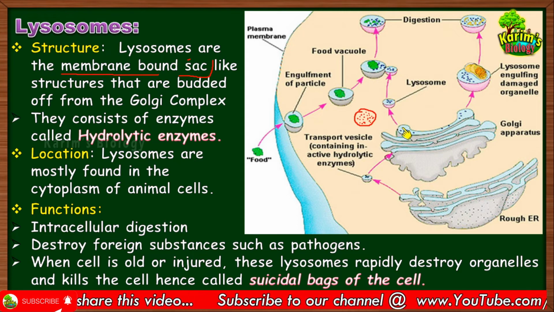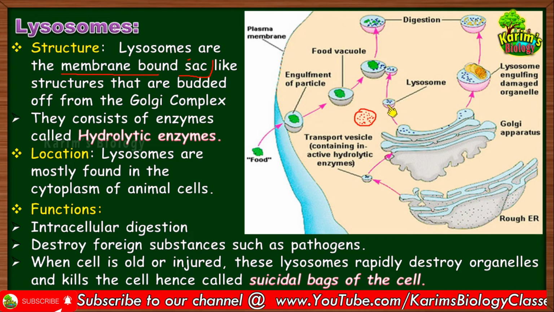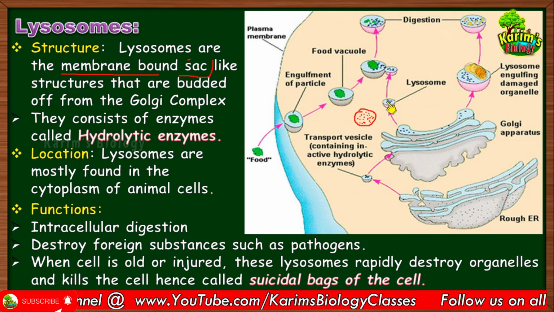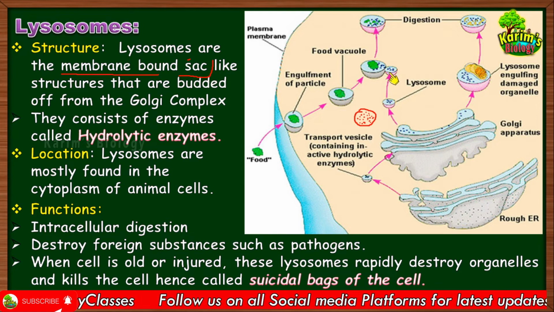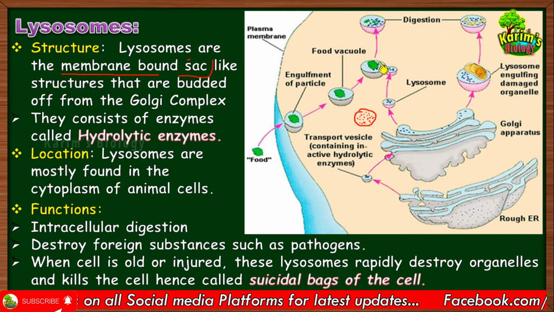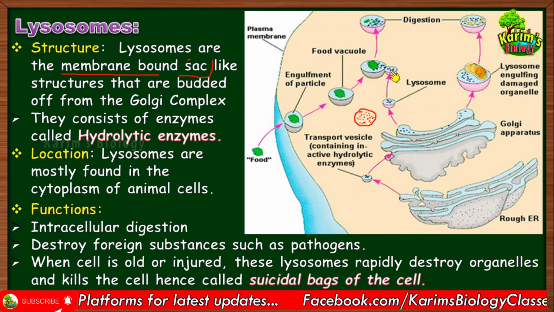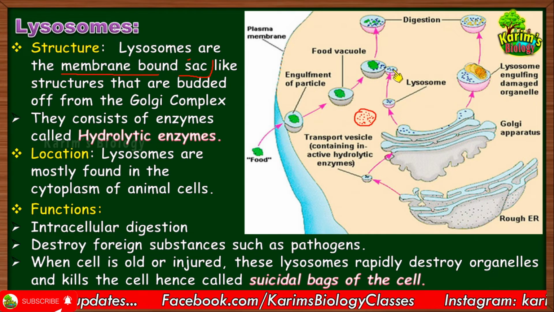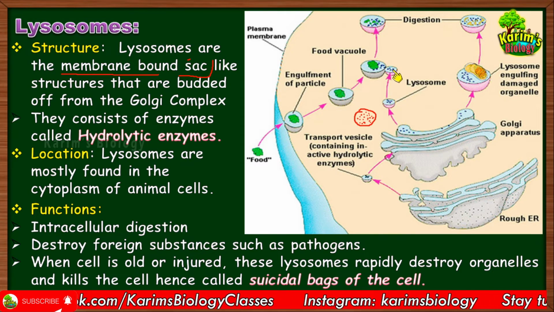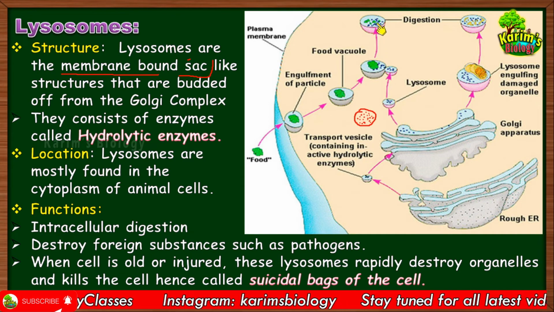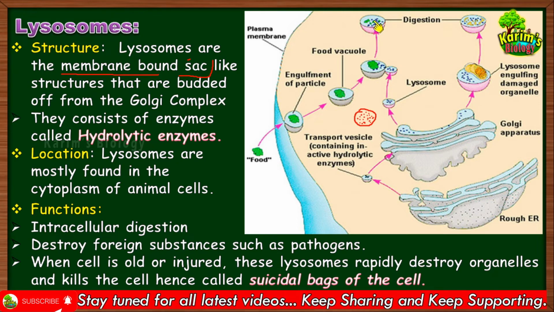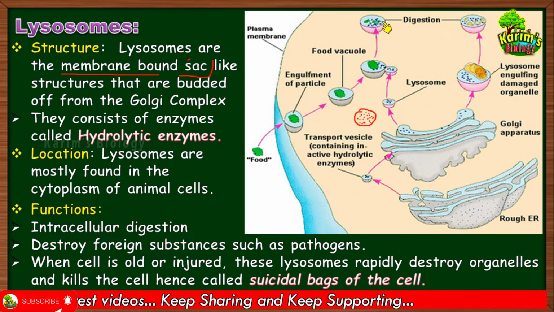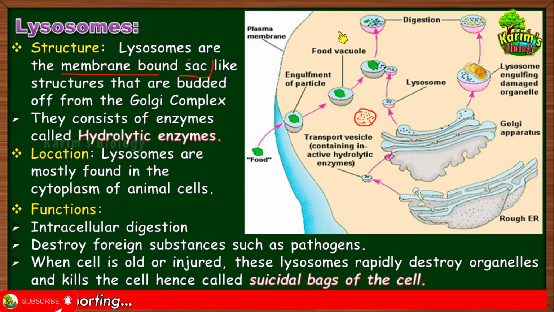Now from the Golgi apparatus, a lysosome along with hydrolytic enzymes, or digestive enzymes, is pinched off, and this lysosome moves towards the food vacuole. Ultimately the lysosome fuses with the food vacuole, so that the digestive enzymes present in the lysosome now enter the food vacuole. When the digestive enzymes enter the food vacuole, the food is broken into small pieces, and these simple molecules of food now diffuse into the cytoplasm, where they will be used for different processes.